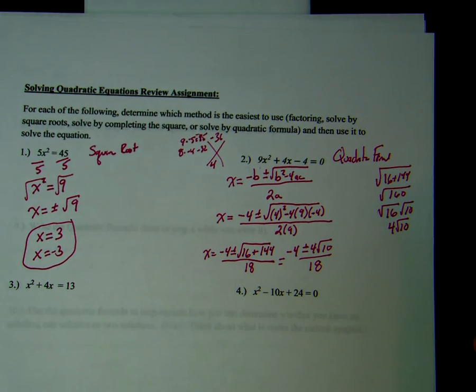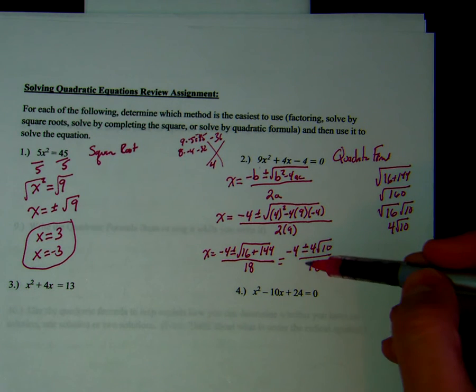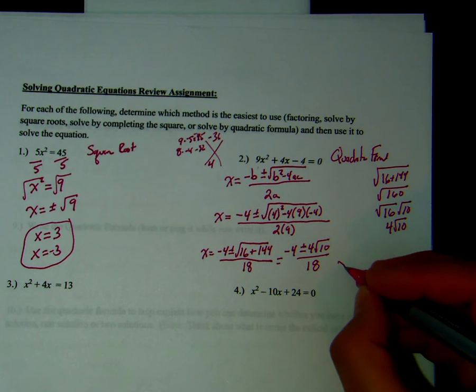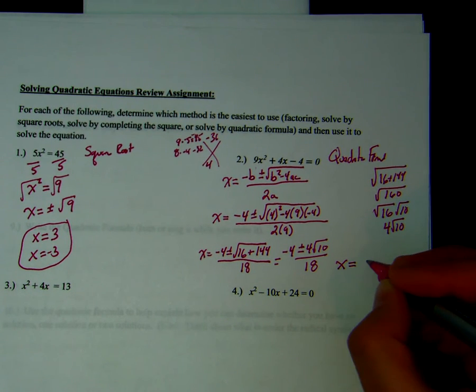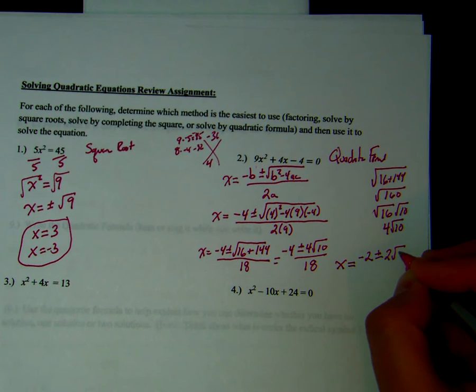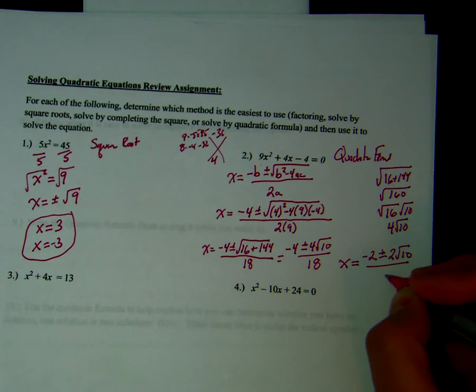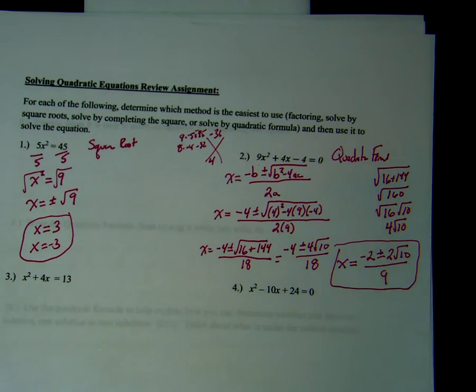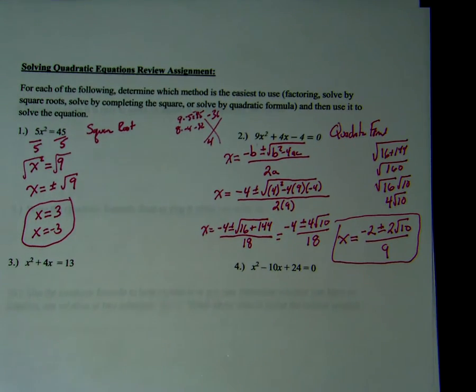divided by 18. 4 doesn't go into 18, but 2 can. So if I were to simplify this, divide everything by 2, I can get negative 2 plus or minus 2 root 10 over 9. And those are our two solutions there. Okay.